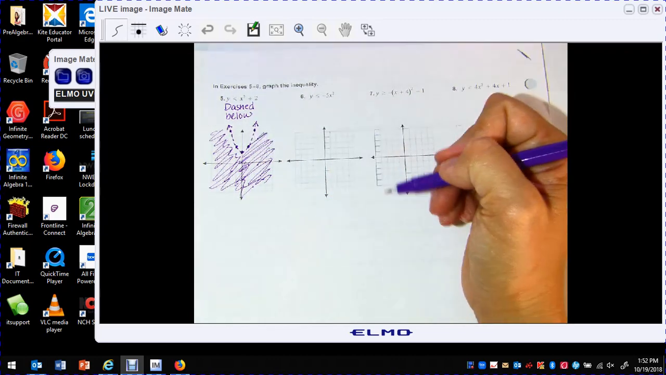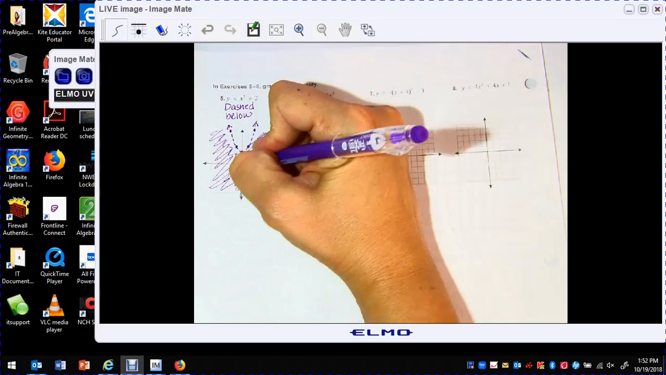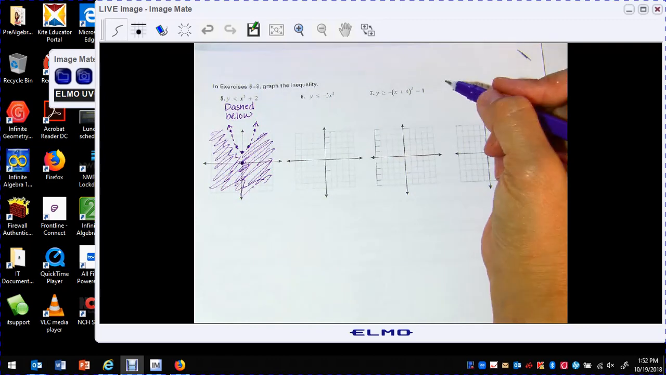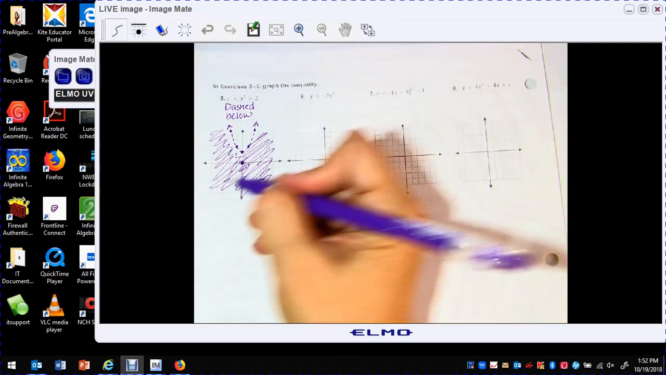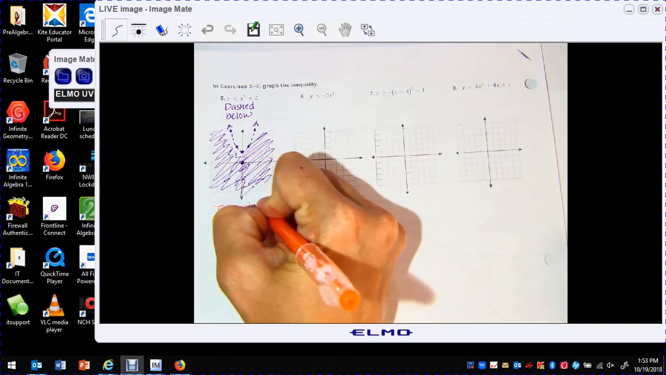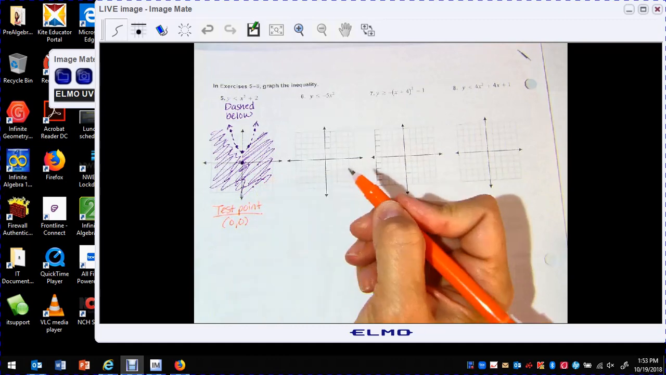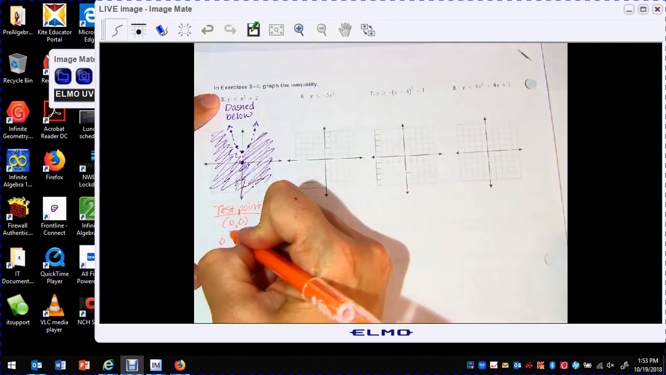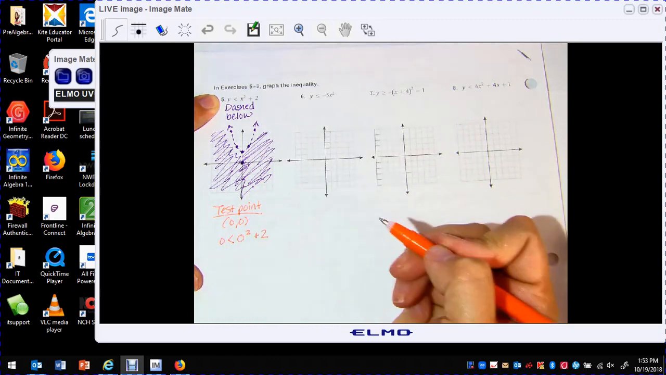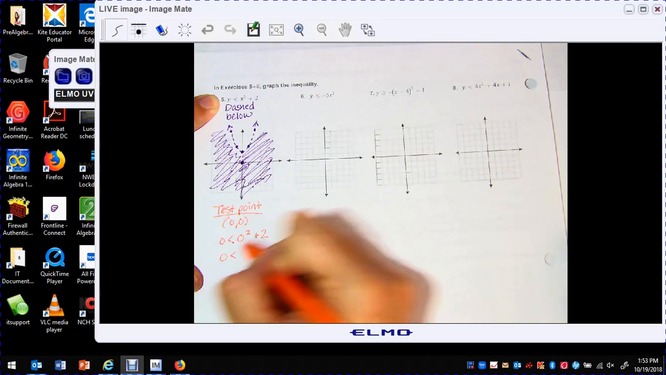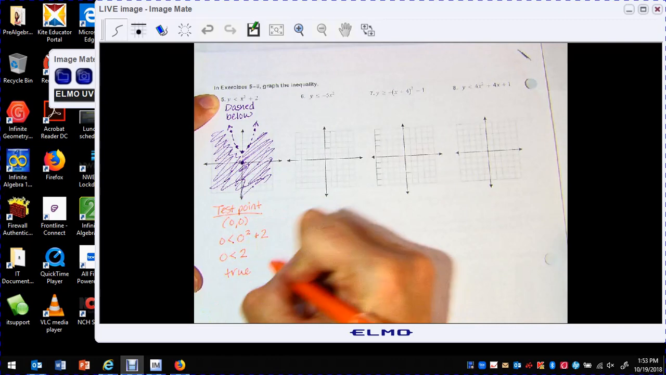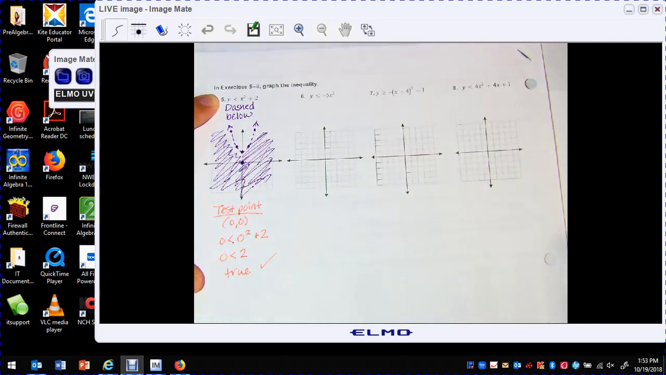Now, to double check, let's give it a test point. Something that I can very clearly see should be in my solution would be 0, 0. So if I plug 0, 0 in, I'm just going to do a little test here. Sorry about that bell. I have 0 for y less than 0 squared plus 2. So 0 needs to be less than 2. And it is. So this is true. So it worked out. Okay?